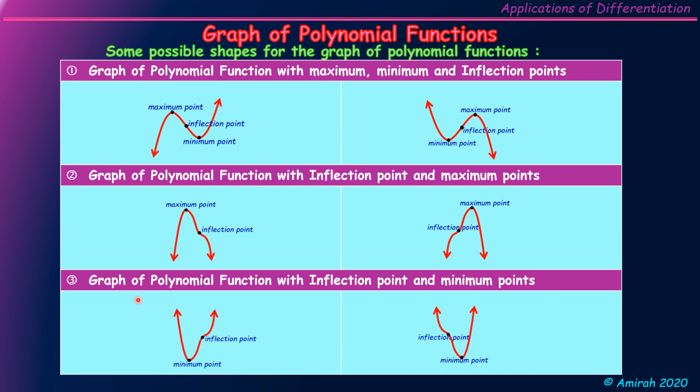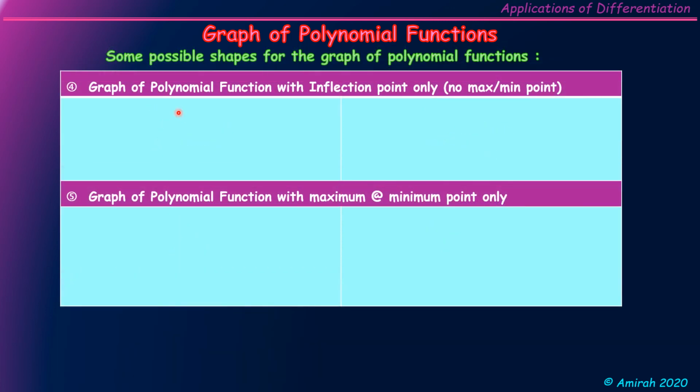Number 3, the graph of polynomial function with inflection point and minimum point without maximum point. So this is minimum point and inflection point. Number 4, the graph of polynomial function with inflection point only, meaning there is no maximum and no minimum point. So these are the shapes of the graphs with inflection point only.